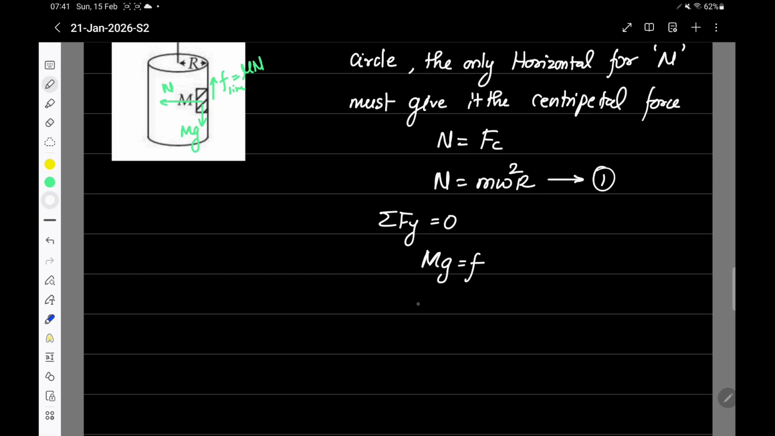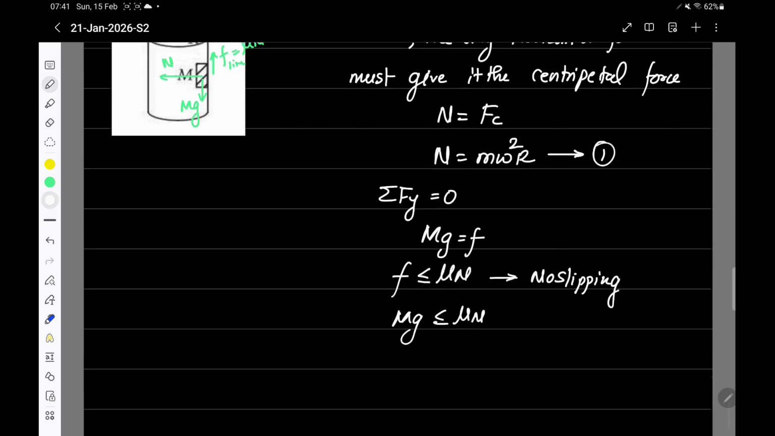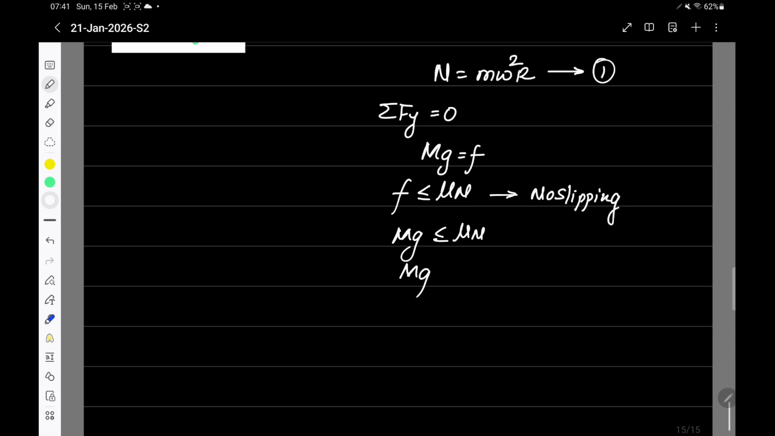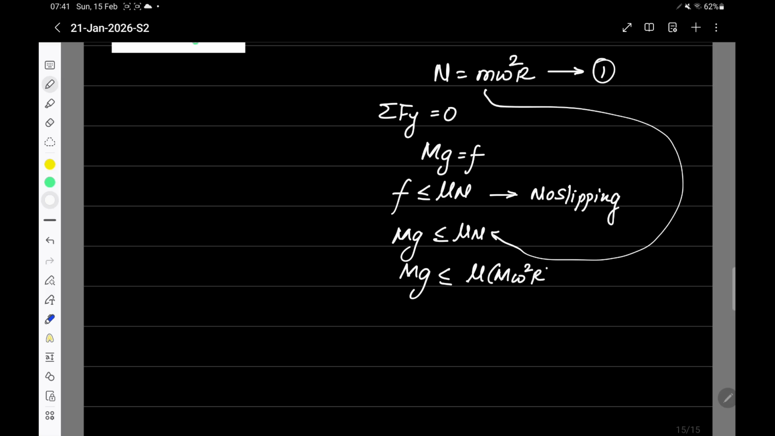Friction will be at most mu N for no slipping. For the no slipping condition, the friction must be less than or equal to mu N. So mg must be less than or equal to mu N. So mg must be less than or equal to, we'll substitute the value of N from here, mu times m omega square r.